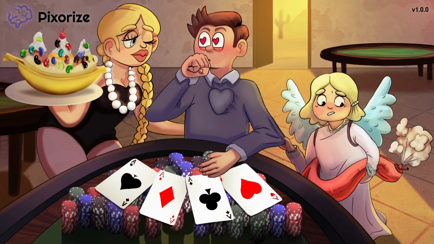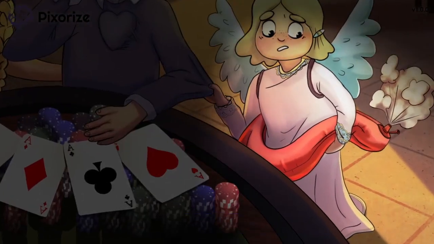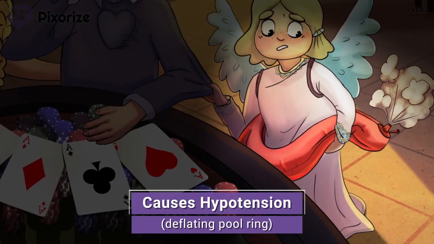Let's move on to discuss the side effects. The first side effect we'll talk about is hypotension, symbolized by this deflating pool ring here. I won't dwell too much on this, as we've already talked about how ACE inhibitors are used to lower blood pressure to treat hypertension. It should be obvious then how we could go too far in the other direction and induce hypotension, or low blood pressure. Let's move on to the more interesting side effects, shall we?